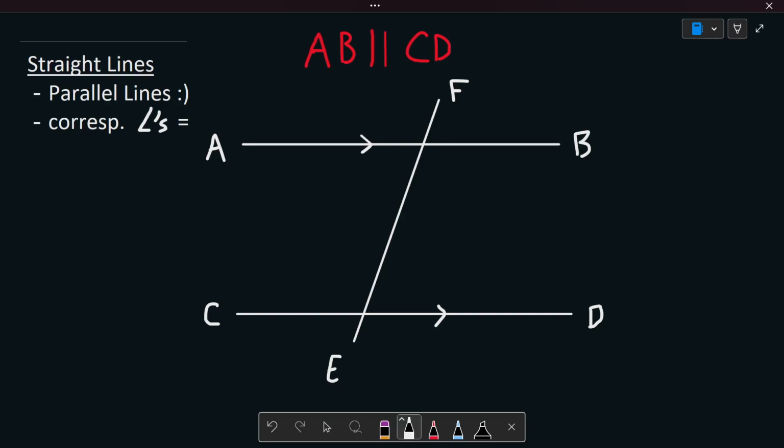Now we can see AB is obviously parallel to CD. If we are shown that two angles over here, so an angle over here and an angle also over here.